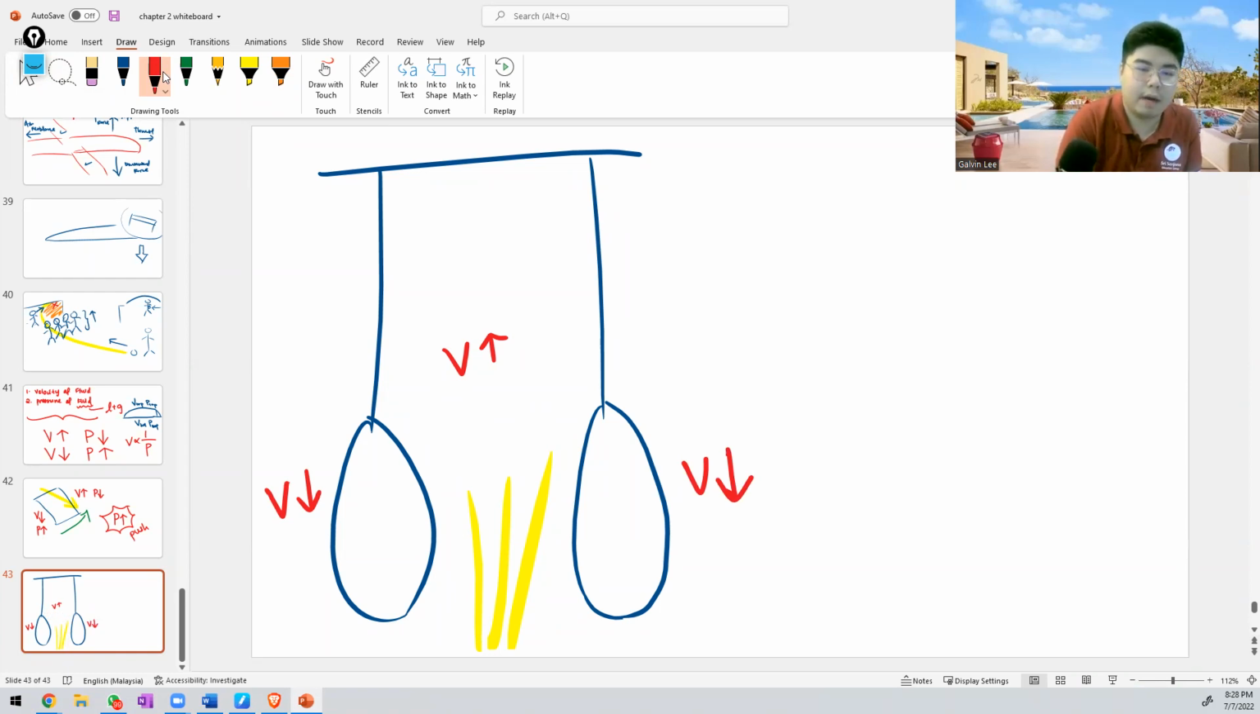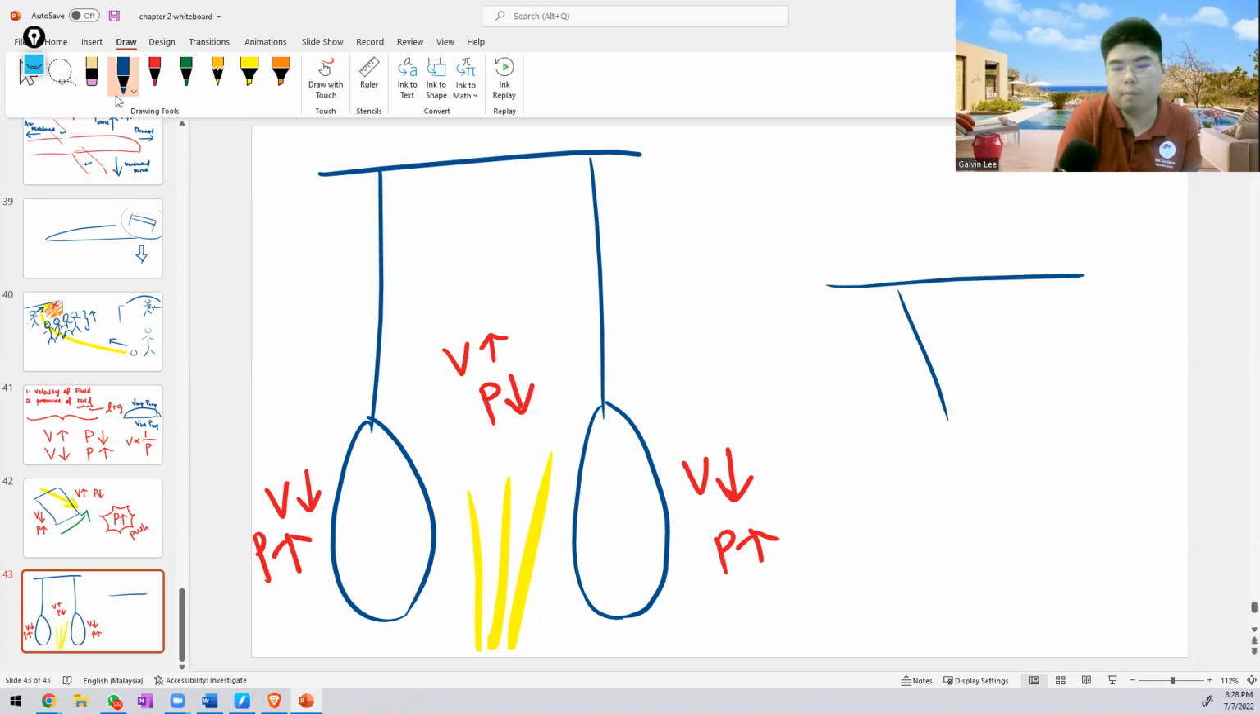Bernoulli says that this one will create a low pressure, and this one will create a high pressure. Now based on Bernoulli's principle, the high pressure area will push the low pressure area. So in the end of the day, you should be able to observe the two balloons stick together.